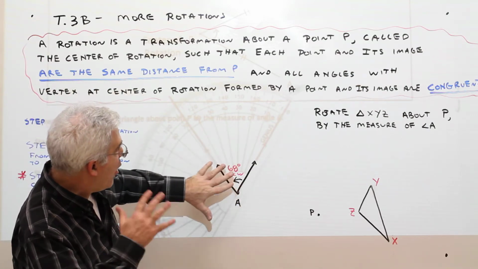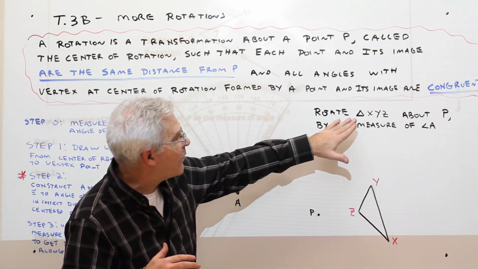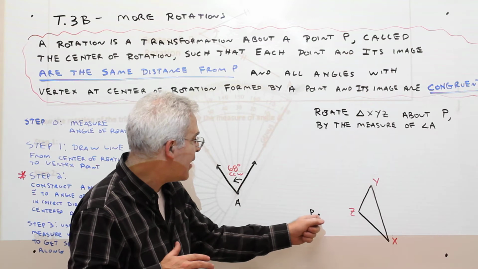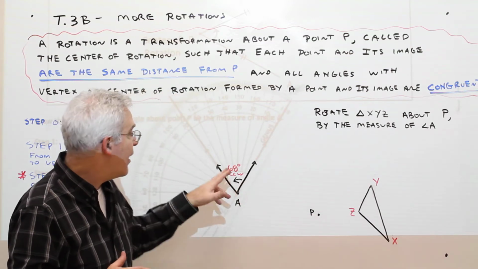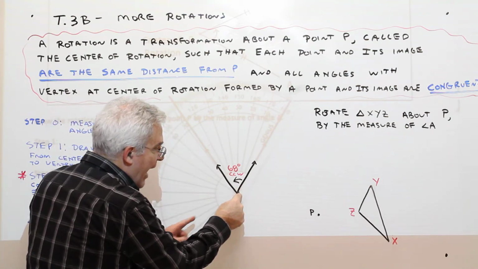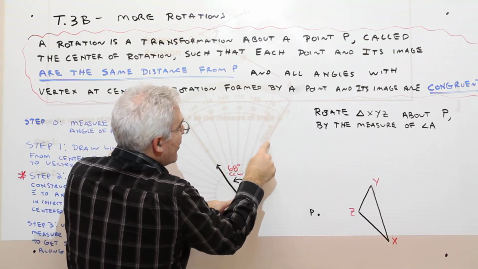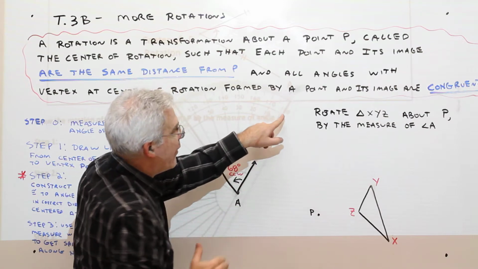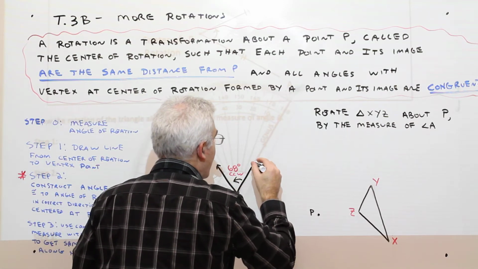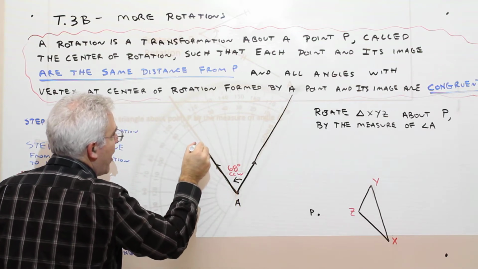So I've got an overhead shot of the problem. The problem is to rotate triangle XYZ about point P for the measure of angle A. Here's triangle XYZ, here's point P, here's angle A. They don't give you the measurement, we've got to do that. So you line up your protractor so that the center dot is at the vertex of that angle, and you line up the protractor such that one ray falls on the 0 or 180 mark. And what I did is I extended the angle such that I could more easily use my protractor.